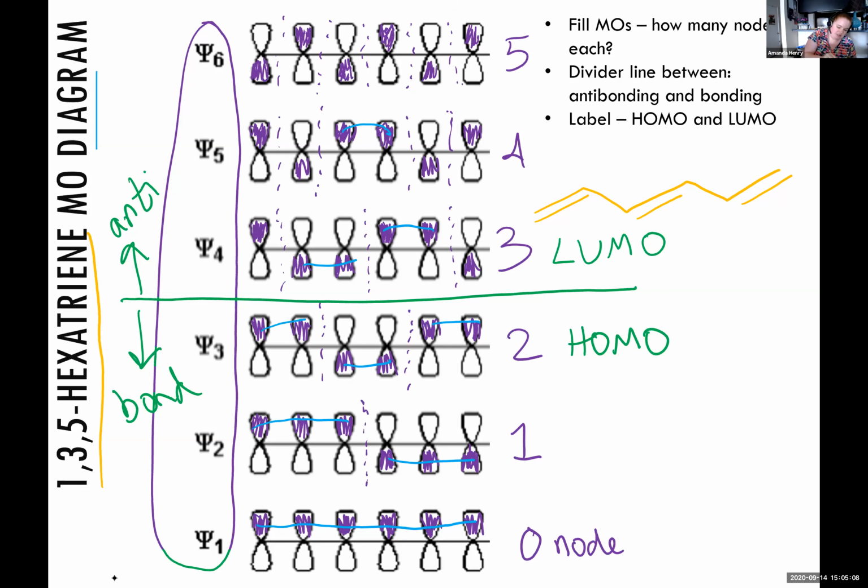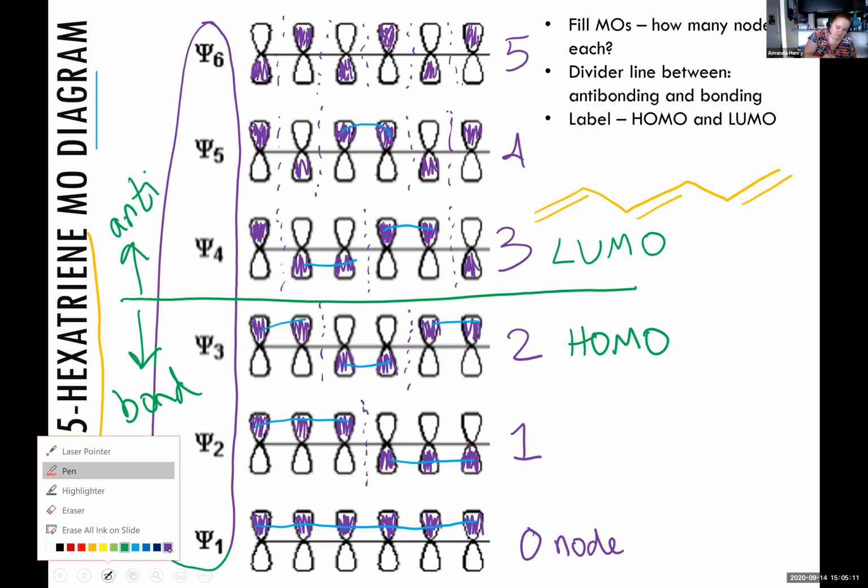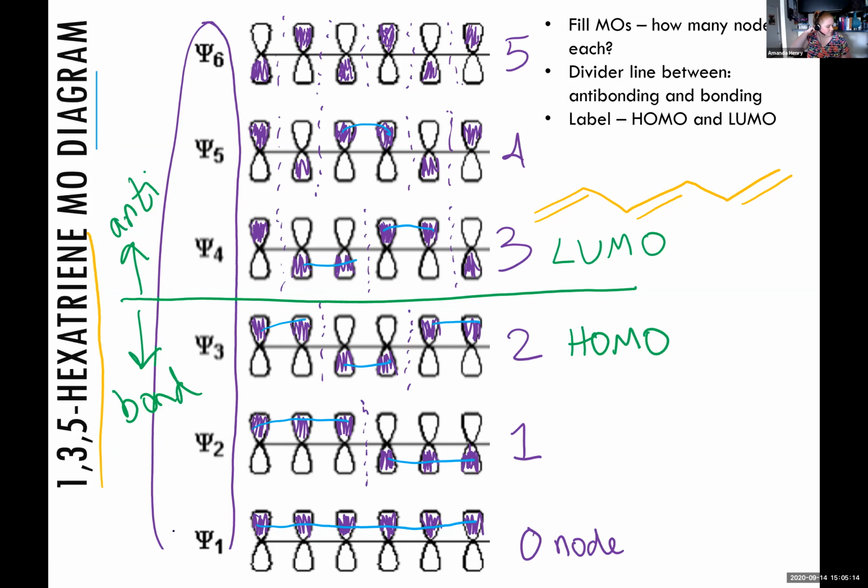Any other questions on our MO diagram here? Okay, so the reason we talk about this is for two reasons. One, it does actually show us why our conjugated double bonds are so stable. In that very bottom MO, showing that full overlap all the way across helps show their stability because of the resonance.